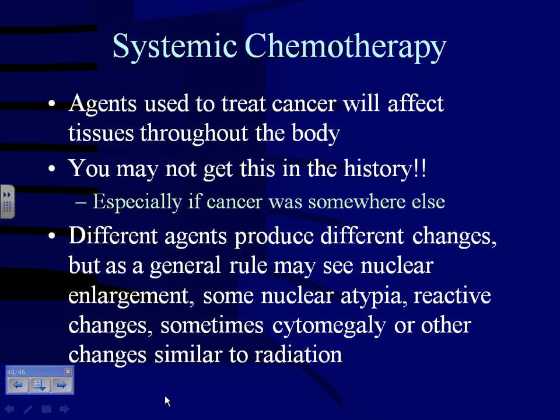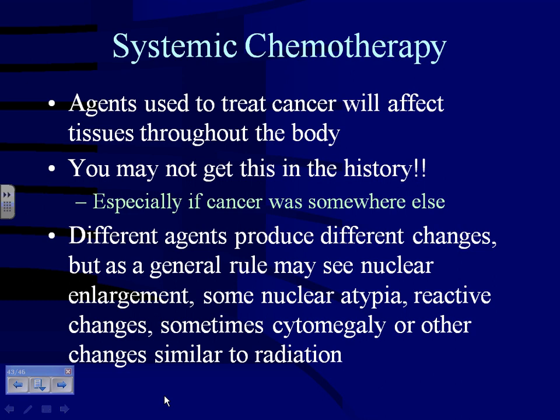Now, what about systemic chemotherapy? In other words, patients who are getting either oral or intravenous chemotherapy, even though it's not being applied to the female genital tract, as we're talking about right now, you can actually get secondary effects in tissues throughout your body from systemic chemotherapy, and you may actually see changes on the cells in the cervix from this. So it's important to know this history, okay? Because different types of chemo can cause different changes to the cells.